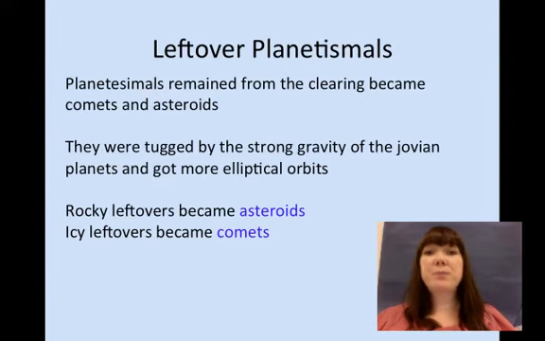The asteroids, like I said before, mostly congregated between Mars and Jupiter in the asteroid belt. And the comets, the icy bodies, are out in the outer part of the solar system. The asteroids were tugged on by the strong gravity of those gas giants and got very, very highly elliptical orbits. So they don't have the circular orbits of the planets, but they have much more squished orbits.